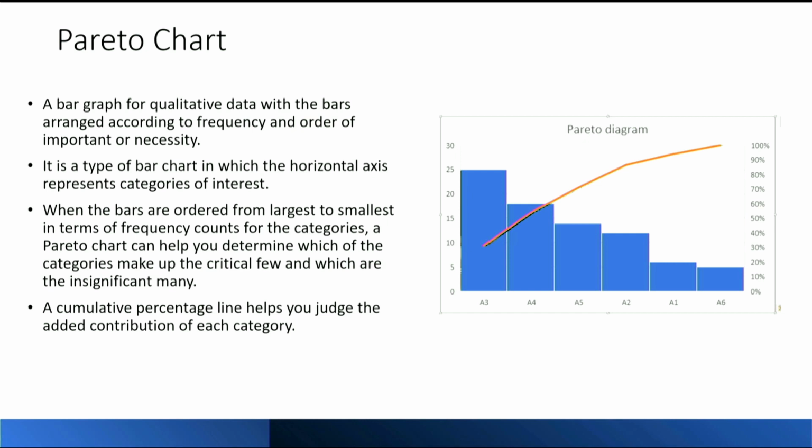Okay, the next one is the Pareto chart. A Pareto chart is a bar graph for qualitative data with the bars arranged according to the frequency and order of importance or necessity. This Pareto chart is a typical example. You can see the bars in order of importance. Then this red one is what we refer to as the cumulative, like the previous one, the OGIVE. So after plotting the bars, you now put the cumulative across. This particular red one is the OGIVE.